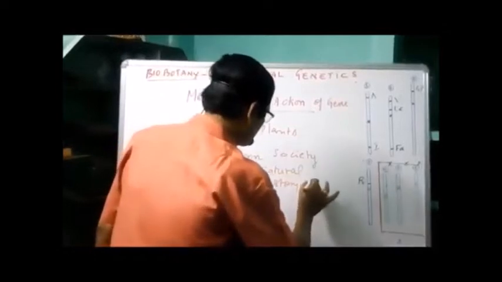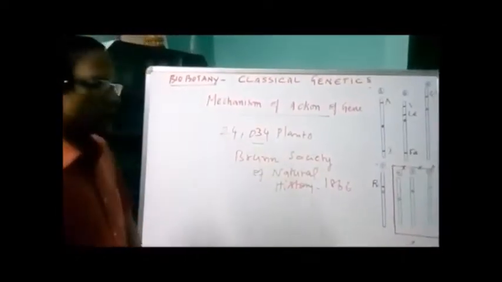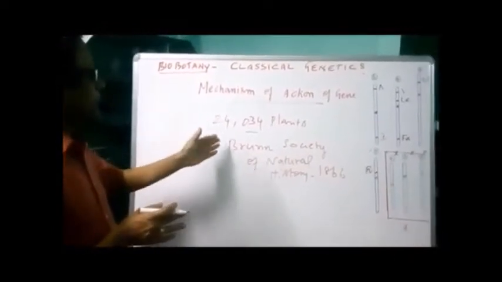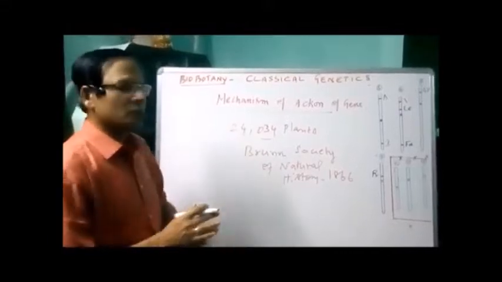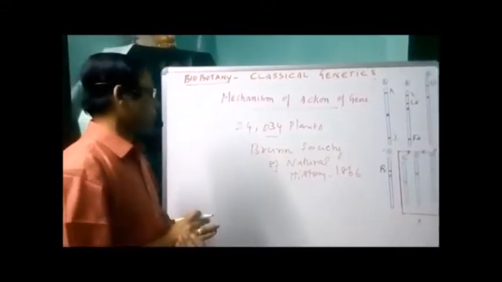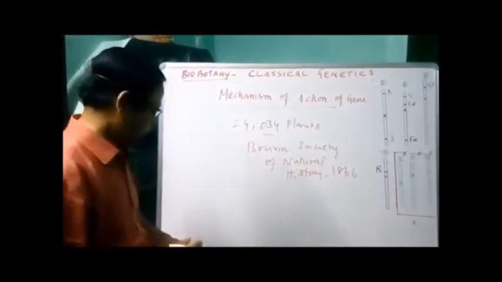In 1866, the book was published, that is Experiments on Plant Hybrids. He crossed and catalogued nearly 24,034 plants for several generations. Then only he came to the conclusion about the genes and their inheritance.